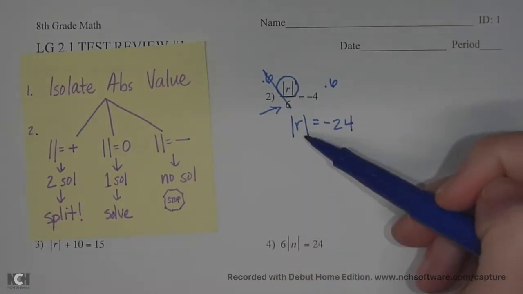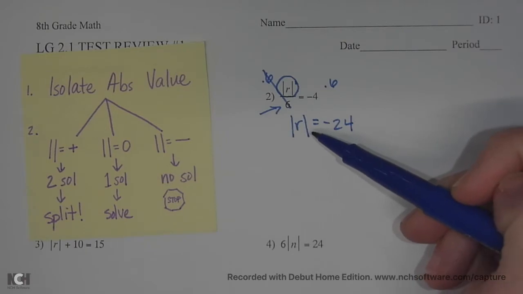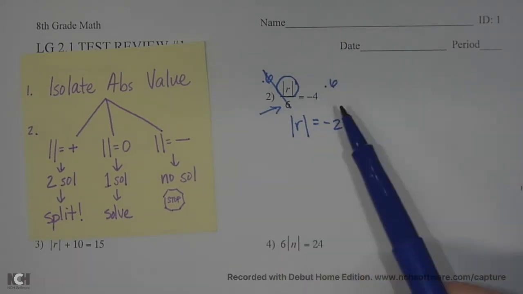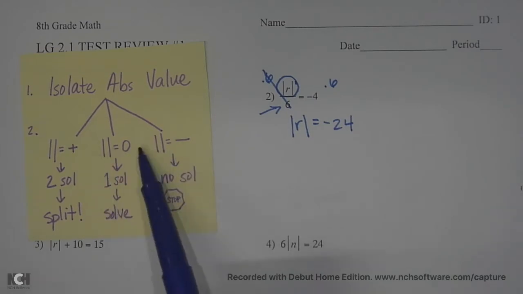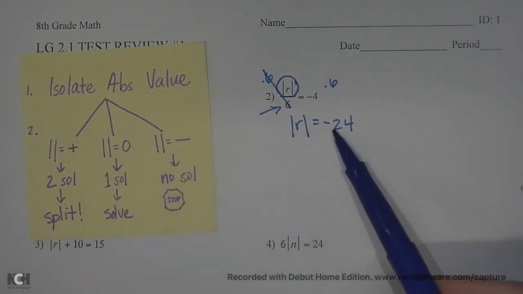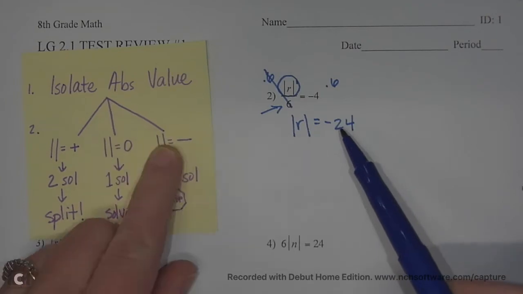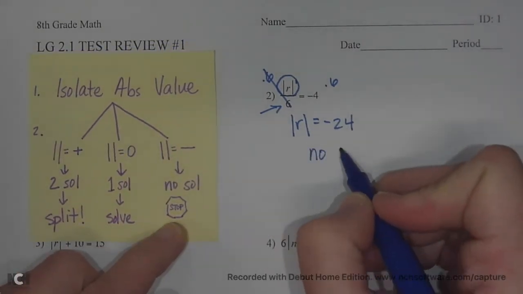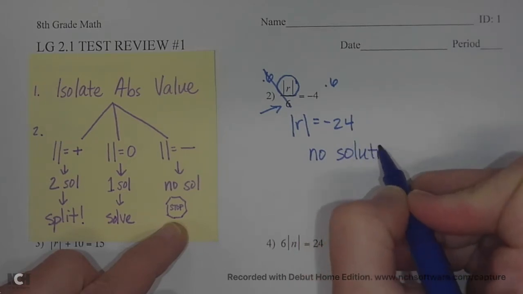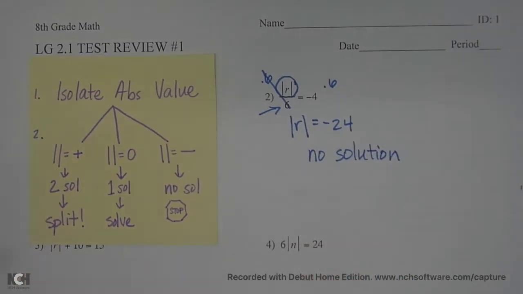Okay, now is the absolute value part isolated? Yes, it is. So we're going to go to step 2. Looks like we need to check whether it's positive, 0, or negative on the other side of the equal sign. And in this case, it is negative, which means no solution. Stop here. So I'm just going to write no solution. And hey, I'm done with that one. Okie dokie, let's keep going.